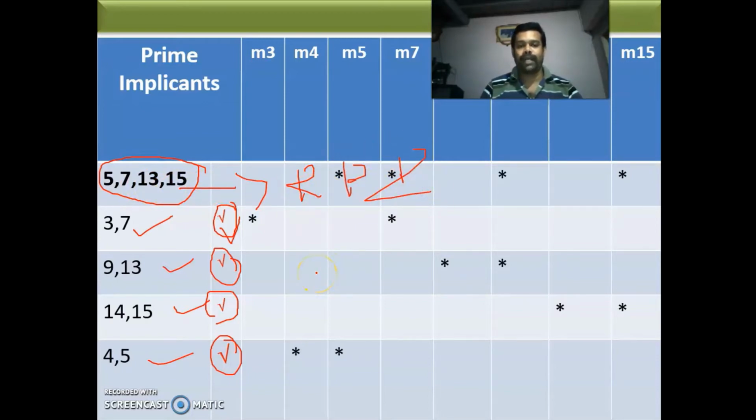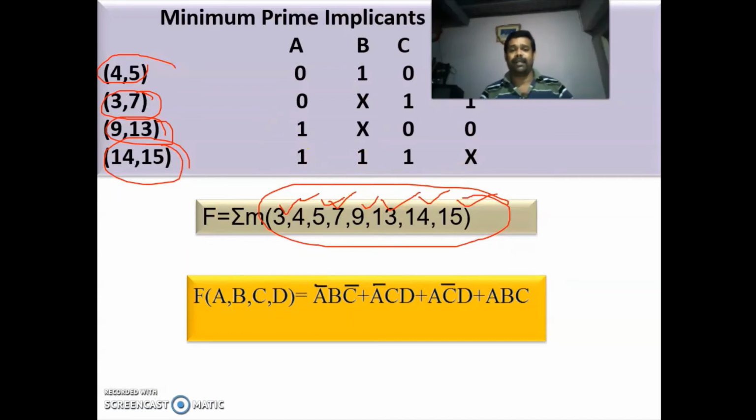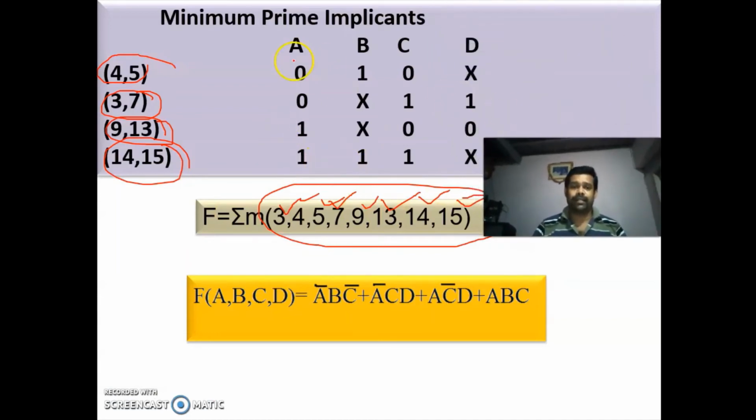So now how to write the expression. Already I have told you that we have to write the variables a, b, c, d. It depends upon the question. If in the question it is given as w, x, y, z, you have to take w, x, y, z. Here you have a, b, c, d. So for 4 5, it is 0 1 0 x.